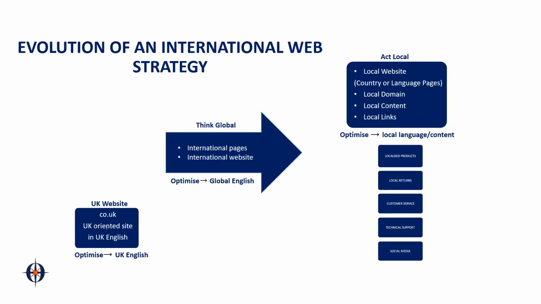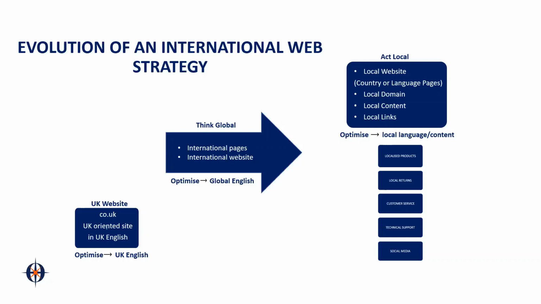And then step 2 might be to start thinking global by adding international pages and an international section perhaps on your website, and perhaps looking to optimize into international or global English, which I do touch on in a short while in more depth. And then you might take the jump straight to acting locally. That is having local websites with local country or language pages hosted on a local domain with local content and links.